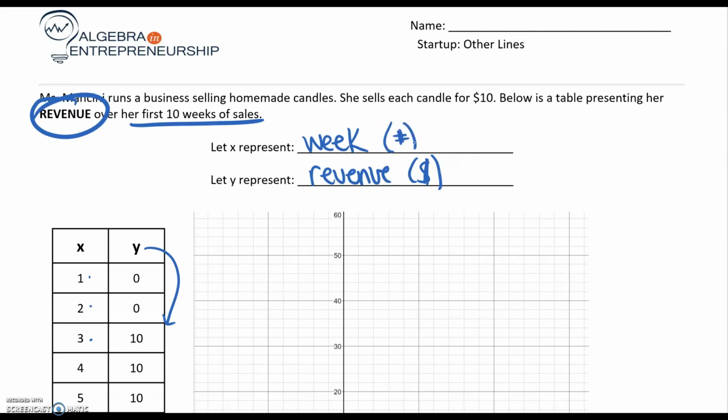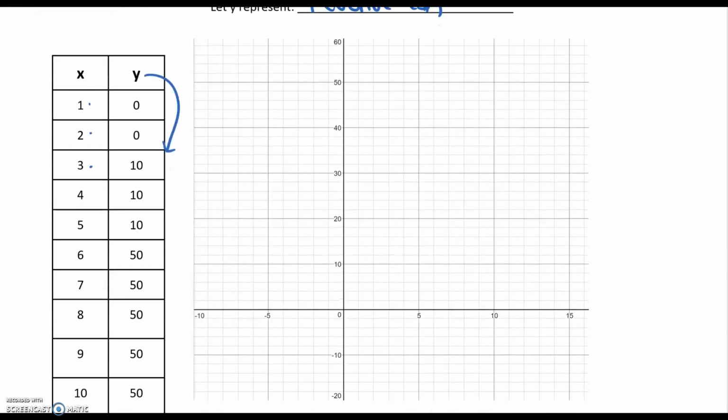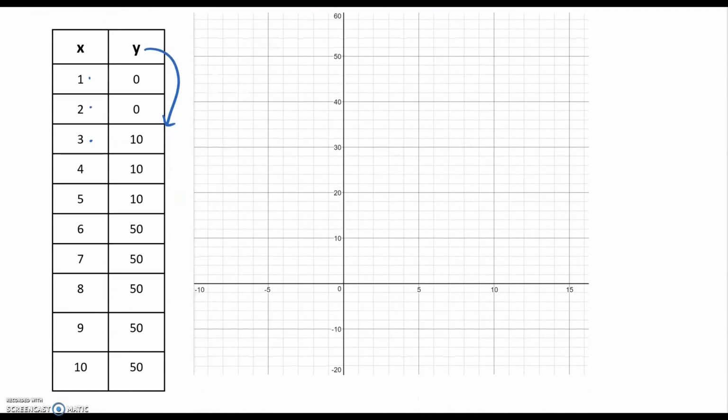Okay, so when I say revenue, I'm saying how much money I bring in, not necessarily how much money I keep. So the other graphs were potential profit graphs. This is going to be my actual revenue graph. And what I'm going to do first is plot all these points on the coordinate plane you see here.